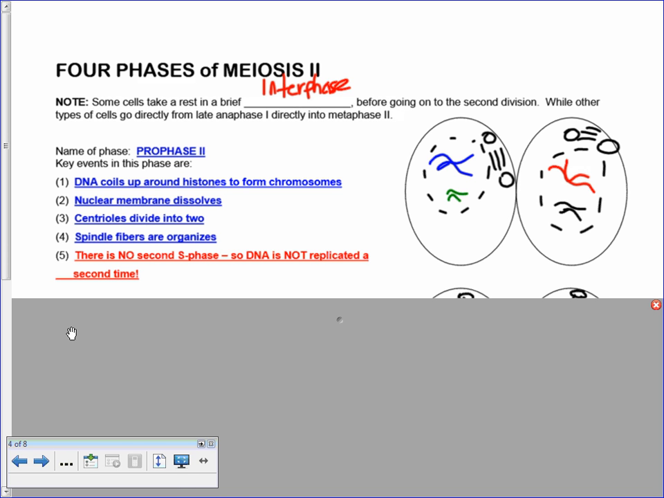So when we get to phase 2, we're going to go through prophase, metaphase, anaphase, and telophase again. In this case, we're going to see it's exactly the same as mitosis. It's going to work exactly the same as mitosis. So nuclear membrane dissolves, centrioles split into 2, spindle fibers are assembled, the DNA wraps up and becomes visible, but as I just tried to stress, there's no second S phase.